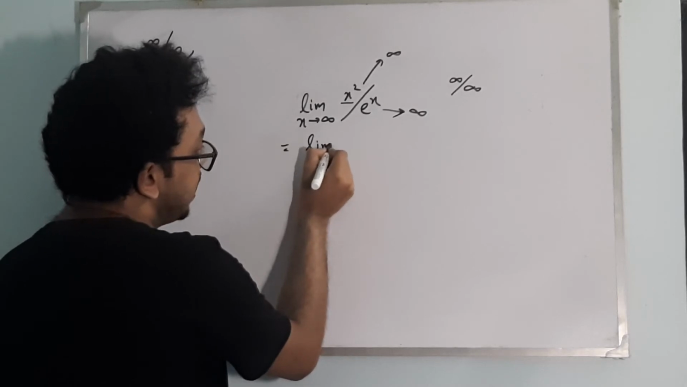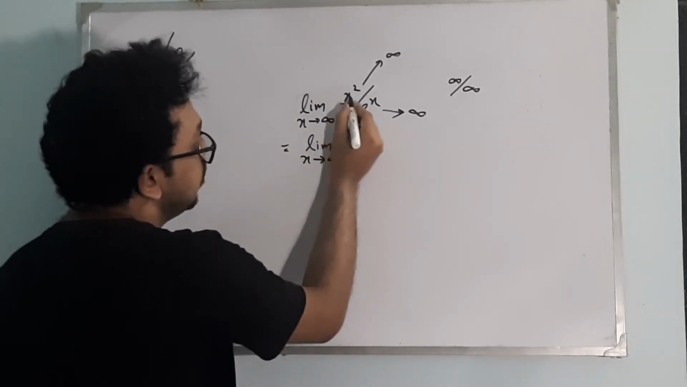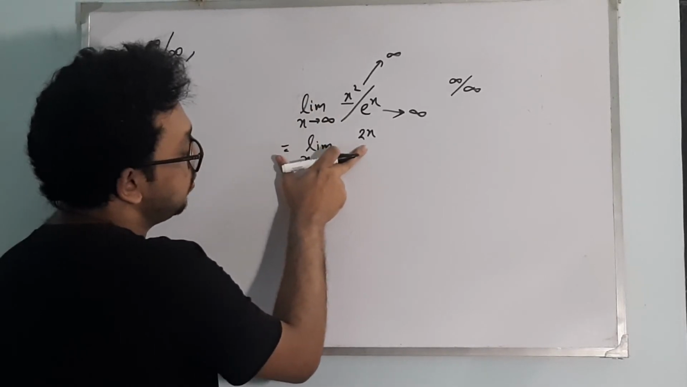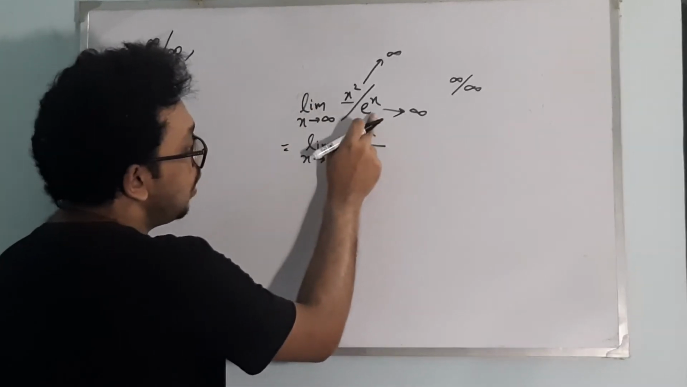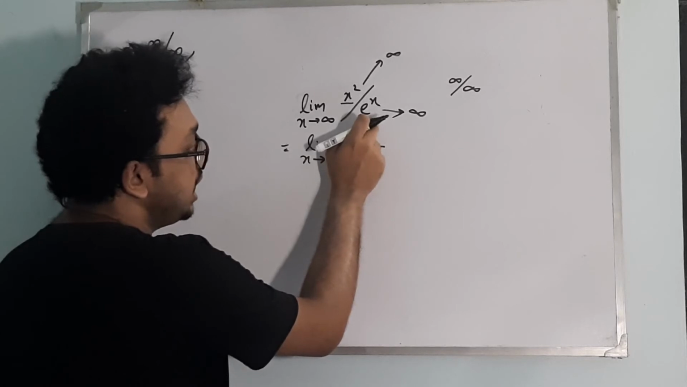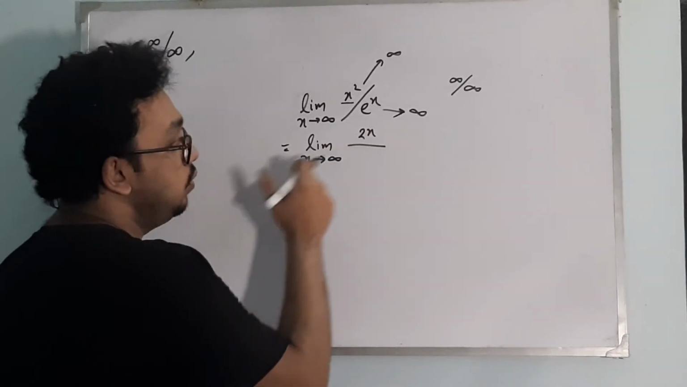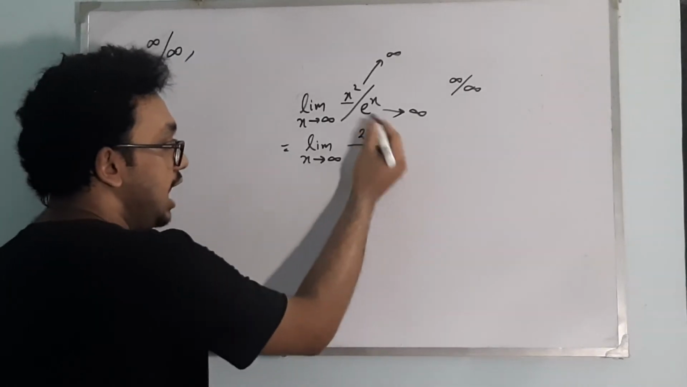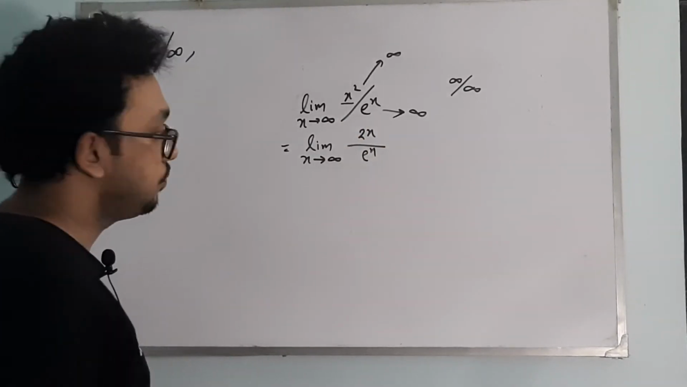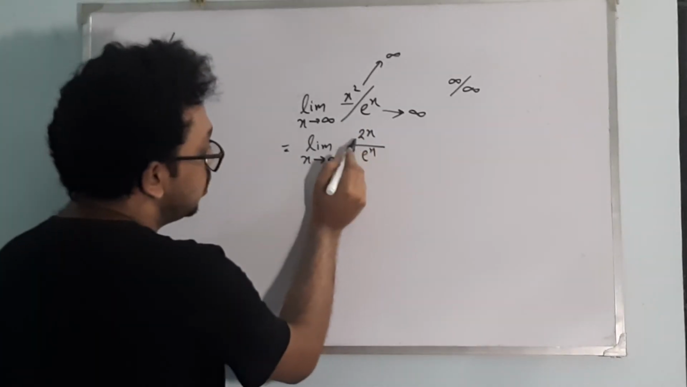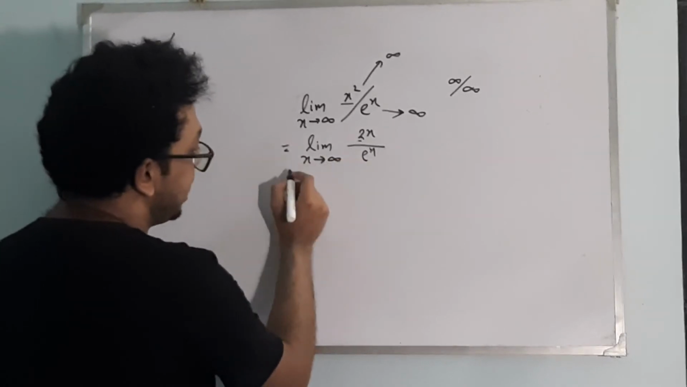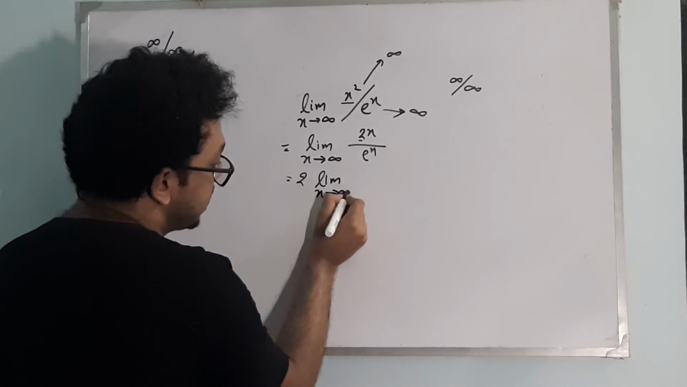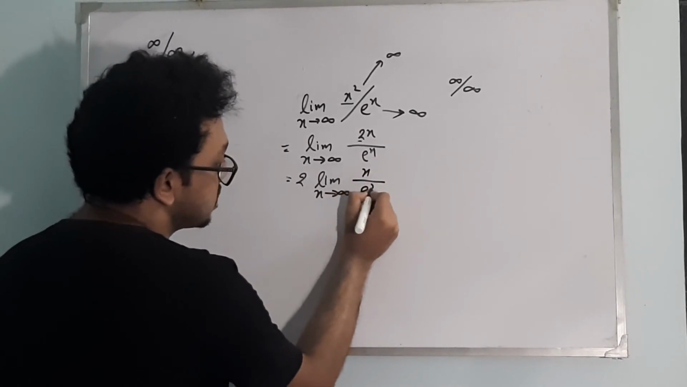You will differentiate the numerator with respect to x. If you differentiate x square with respect to x, you will obtain 2x. You will differentiate the denominator with respect to x. If you differentiate e to the power x with respect to x, you will obtain e to the power x, and you will find out the limit of this. Clear? So there is a constant present here. I can take the constant outside. So this will be the same as 2 times the limit as x extends towards infinity of x by e to the power x.